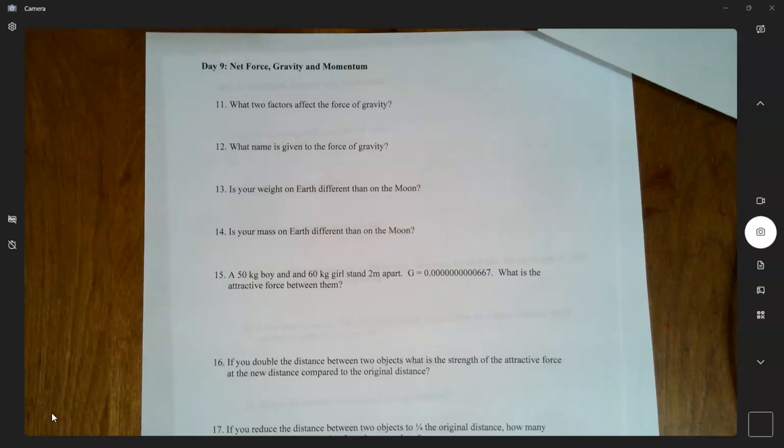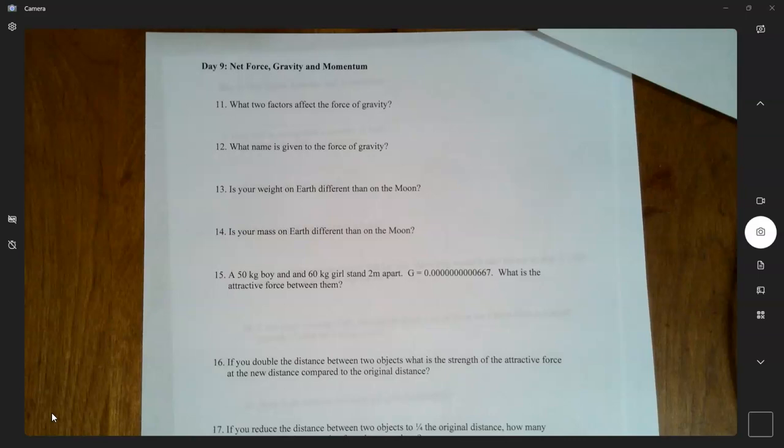Now, on Earth, they basically have a constant relationship. I'll just say it. You can write it down if you want. There are 2.2 pounds for every kilogram of mass. So 2.2 pounds of weight for every kilogram of mass. But that would change if you were on the moon.